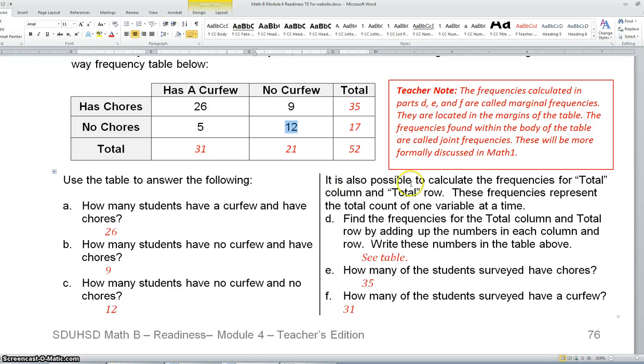It is also possible to calculate the frequencies for the total column and total row. These frequencies represent the total count of one variable at a time. Okay, and so we actually discussed this, and that's where these two numbers come from. So how many of them have chores total? How many students surveyed have chores? So you got to look at the chores row, and that's 35. How many of the students have a curfew? So you got to look at the curfew column, and that's 31, and that's where these two numbers come from.